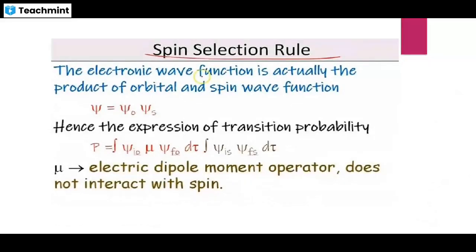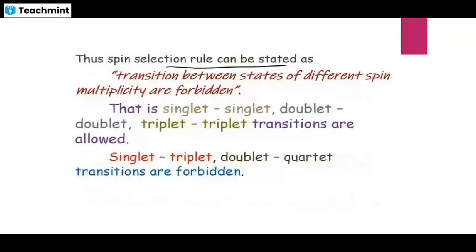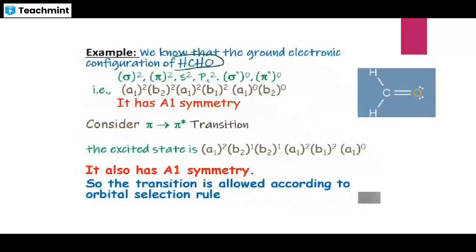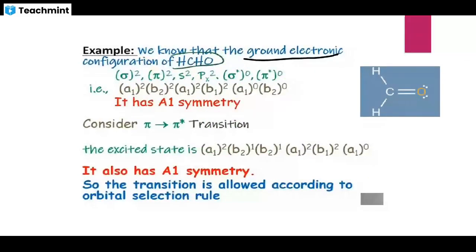Okay, so you saw the examples. Here is an example: formaldehyde. You take the formaldehyde and write the ground state electronic configuration, and this is the ground state electronic configuration. And this pi to pi star transition, is it spin allowed or not? You see, this is the pi orbital, this is the pi star orbital. So the pi orbital symmetry is B2, the pi star orbital symmetry is B2.